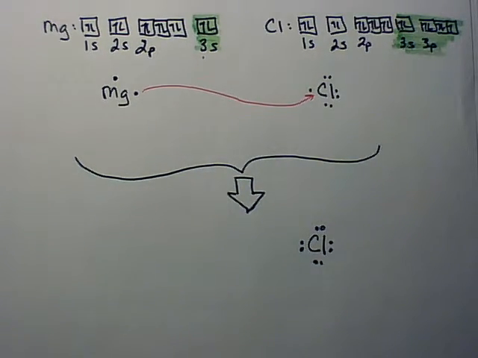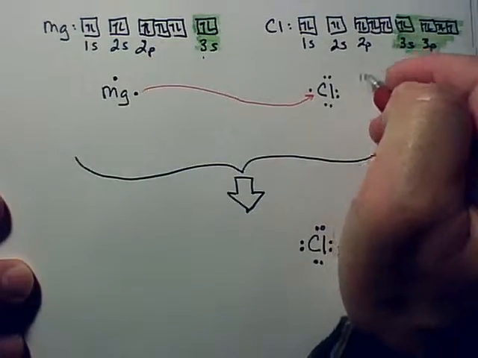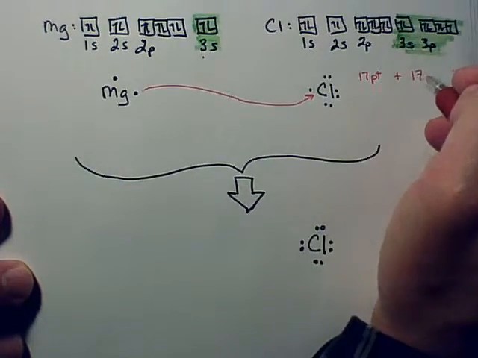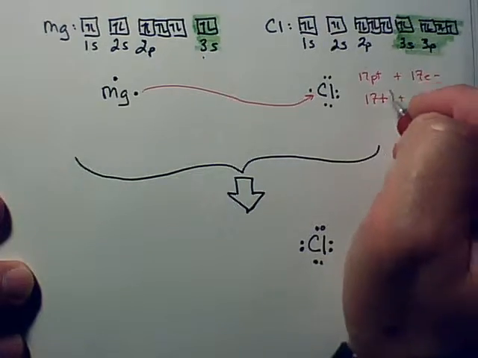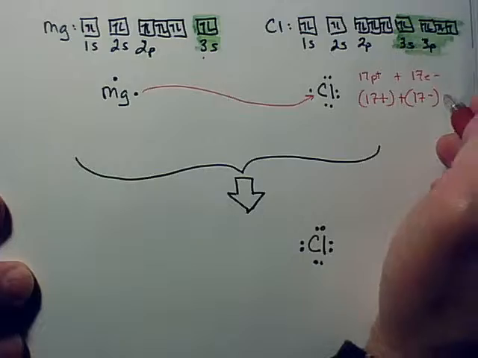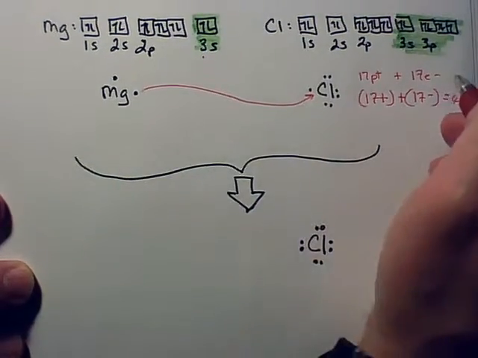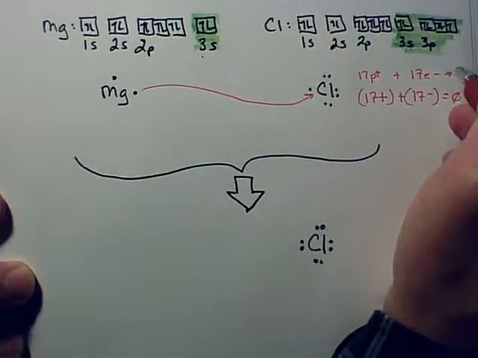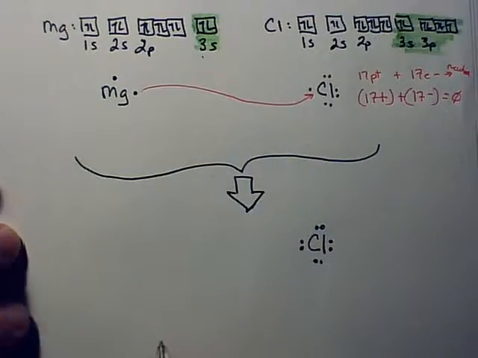Okay? So we started out with 17 protons plus 17 electrons, so 17 positive charges plus 17 negative charges, that results in no charge. Right? So when we put these together, we get something that is neutral. I don't have room to write it, but this is neutral. Okay?